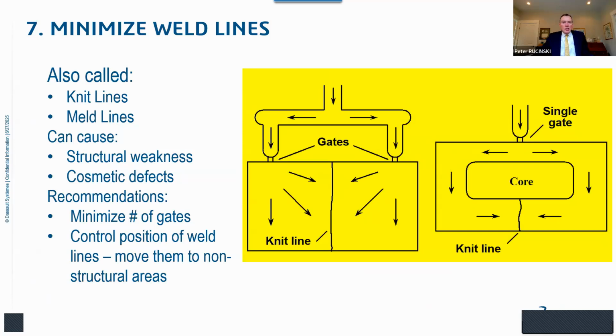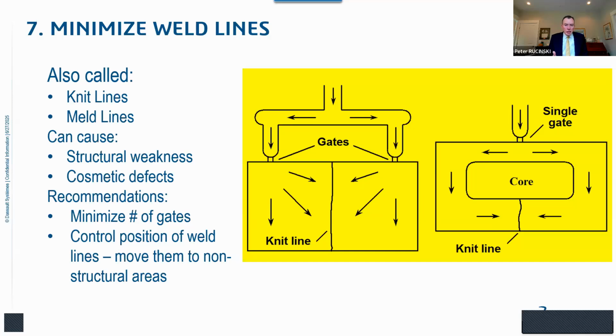Number 7, minimize weld lines. Remember, weld lines can also be called knit lines or meld lines in English. They're places inside your mold cavity where 2 or more plastic flow fronts come together. They can be structural defects because they pretty much never have the nominal strength of the rest of your part. Remember, they could easily only have like 40 to 60% of your nominal wall strength, and in worst case scenarios, they can have much less than 40% of your nominal strength. They can also cause cosmetic defects because you can usually see them.